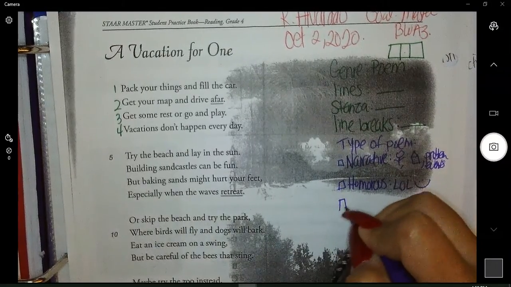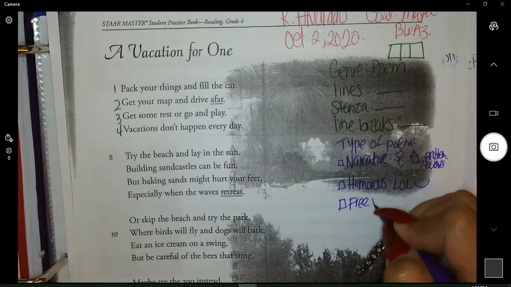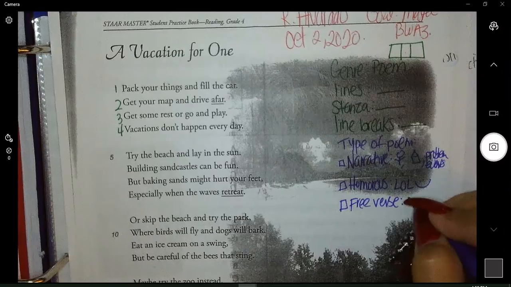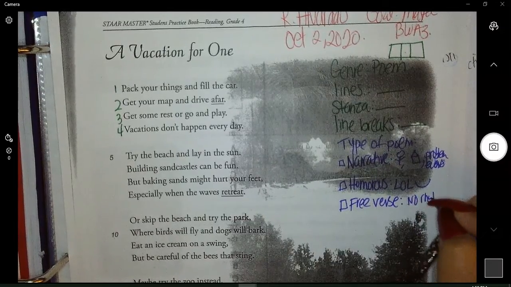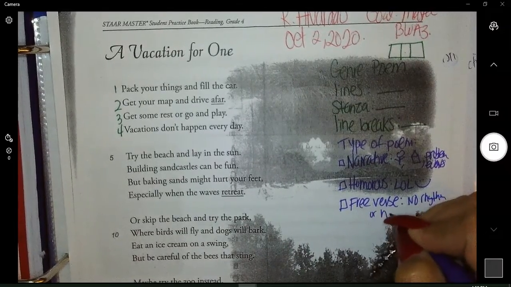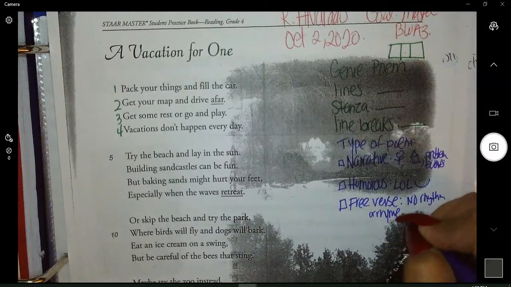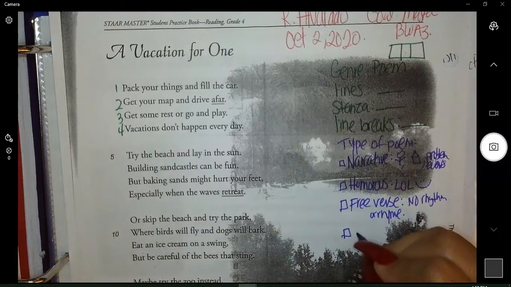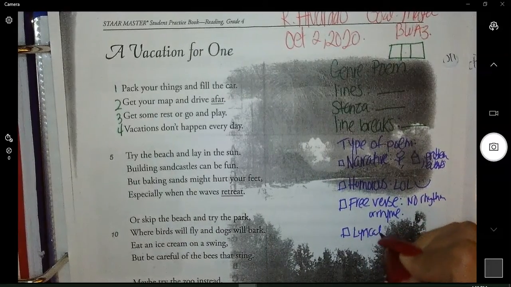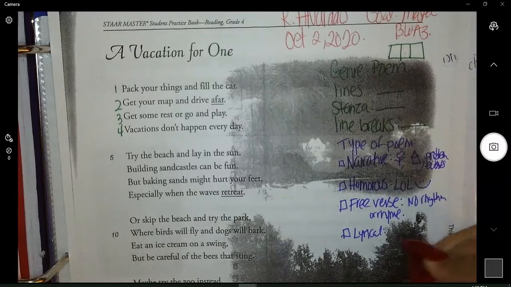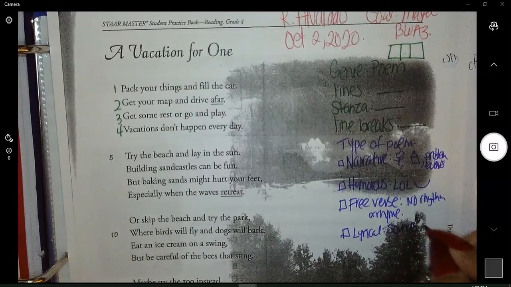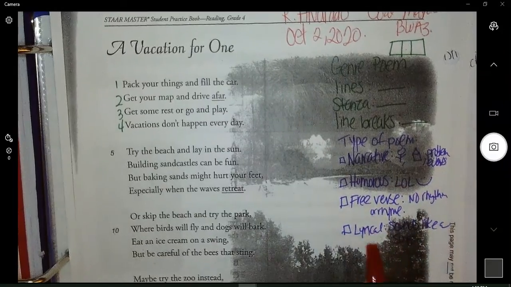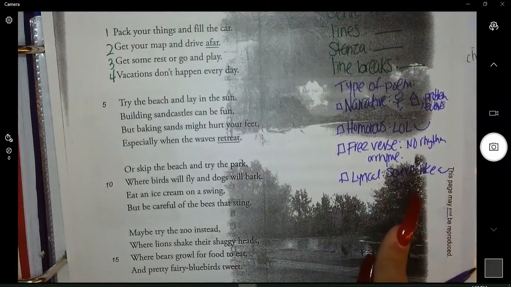A free verse, what does a free verse poem do? It has no rhythm, no rhyme. Good. No rhythm or rhyme. Remember, anything I write, you're writing. And which is our last one? Lyrical. What does a lyrical poem do? Sounds like a song, right? So I'm going to put here sounds like a song. So lyrical, sounds like a song.